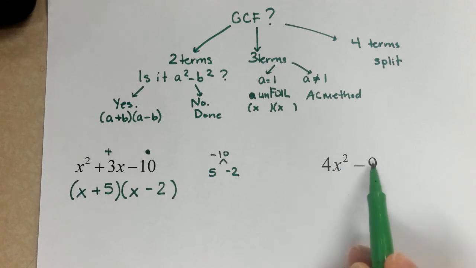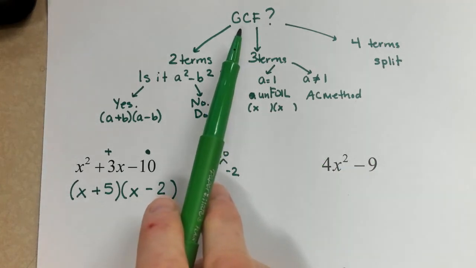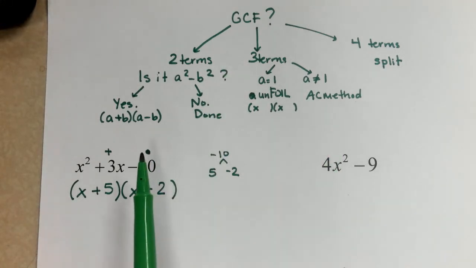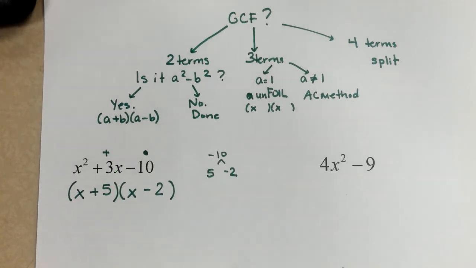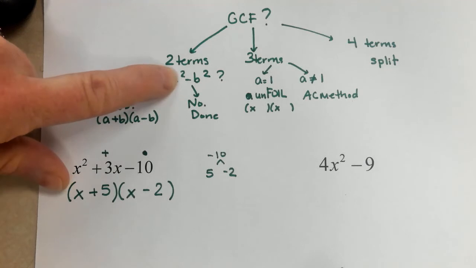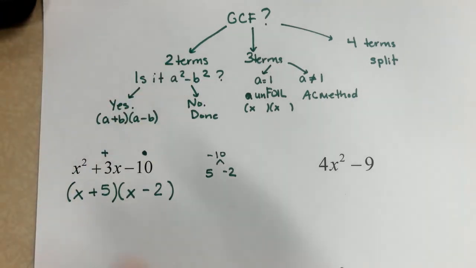Alright, 4x squared minus 9. Is there a greatest common factor? Nope. They don't both have x's. 9 and 4 only can divide by the number 1. So no greatest common factor that helps us. But we're right here on the side. It is 2 terms. Is it a squared minus b squared, meaning a perfect square, something multiplied by itself, minus another perfect square? And I would say yes, it is.